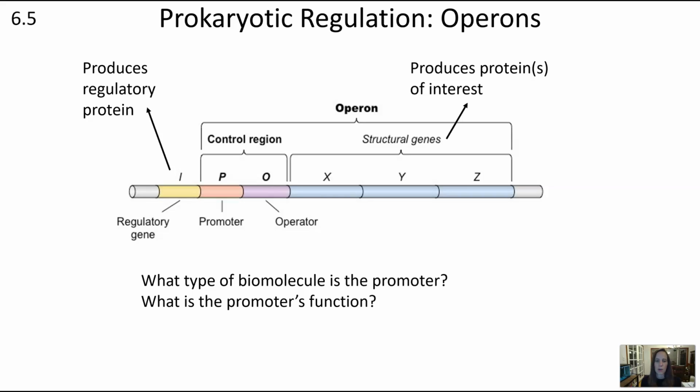Take a look at this diagram again and specifically look at the promoter. What type of biomolecule is the promoter, and what do you think the promoter's function is? And maybe use the name of it to help guide you there.